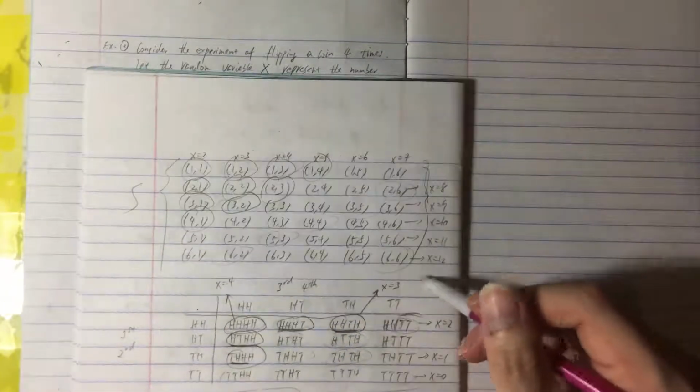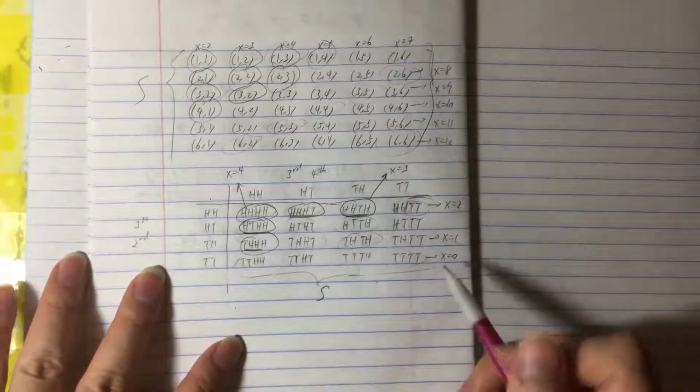In example 1, X represents the sum of the dice. It could be 2, 3, 4, 5, up to 12. The sum of 2 dice could be at most 12. In example 2, X represents the number of heads. When we flip 4 coins, we can have 0, 1, 2, 3, at most 4 heads. We won't get more than 4 heads. So that's the set of all possible values of X.